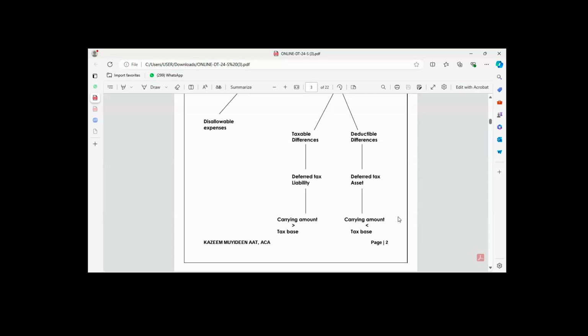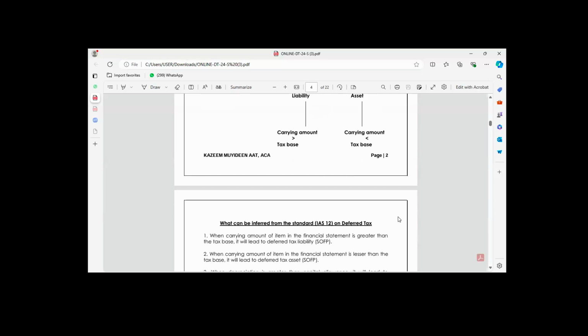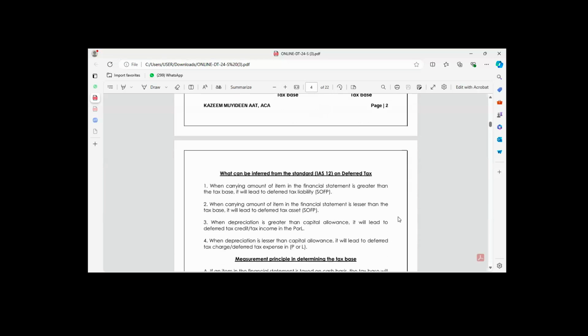Now, what can be inferred from the standard? Look at it. IAS 12, what can be inferred? What can we deduce? What can be taken from IAS 12?